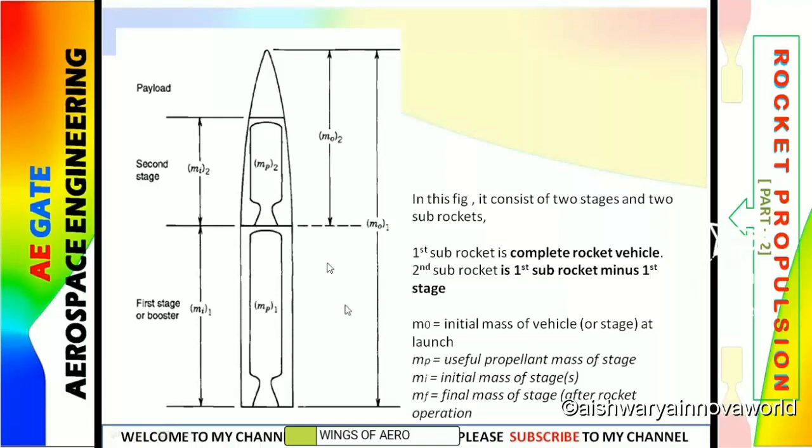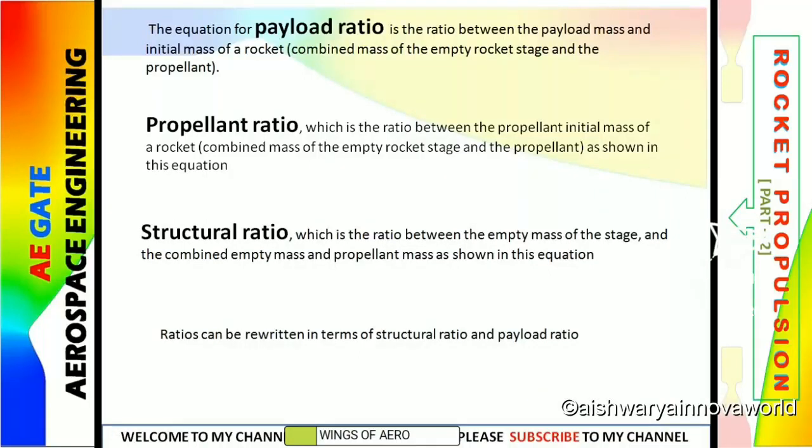So what is meant by M0, MP, MI, MF? Already you know what is initial, propellant, final, and so on. Now I will tell you another very important topic. A few more ratios you need to focus on when you study multi-staging: the payload ratio, propellant ratio, and structure ratio, which you have already studied. One more ratio is the mass ratio, and how all those ratios are interconnected with each other.